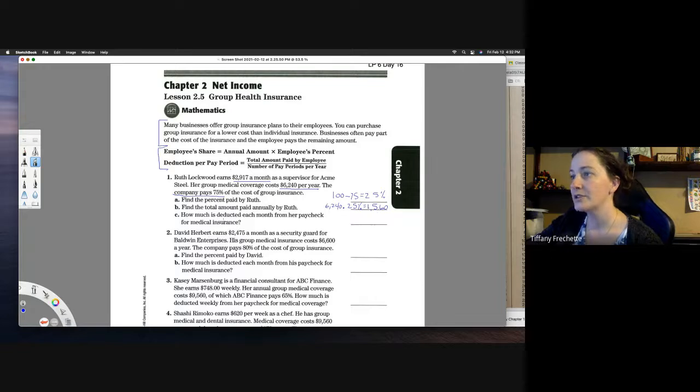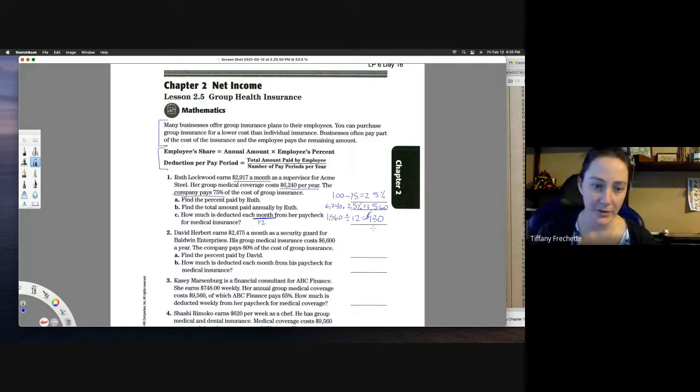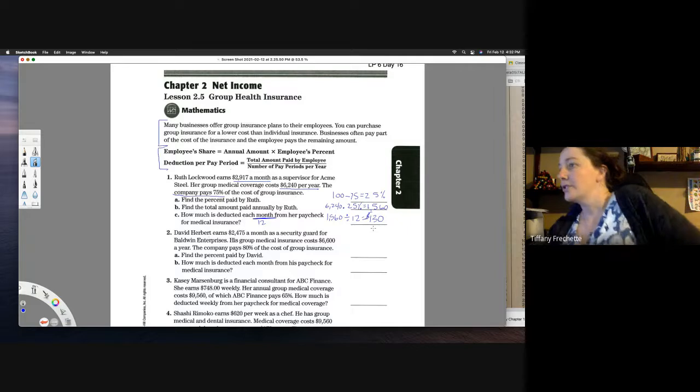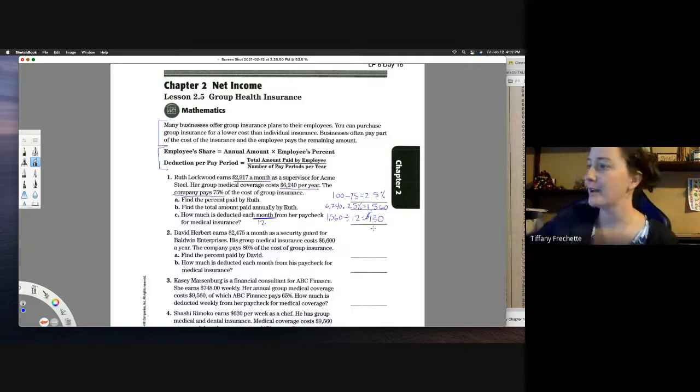And then how much is deducted each month from her paycheck for medical insurance? So there's 12 months. I want to divide by 12. So I'm going to take this 1,560, and I'm going to divide by 12, and that's going to give me $130. So she's going to pay $130 every month for her medical insurance. A little pricey, maybe. I feel like that sounds like a lot.